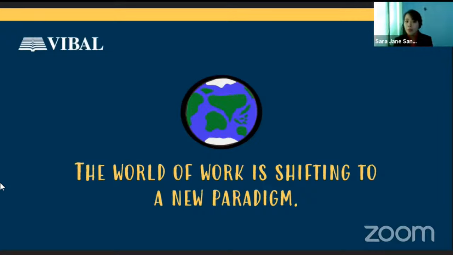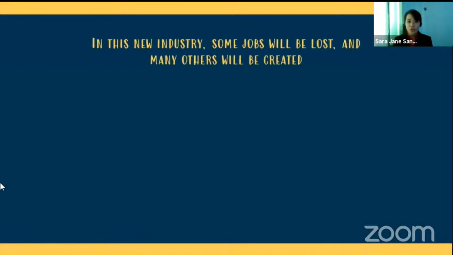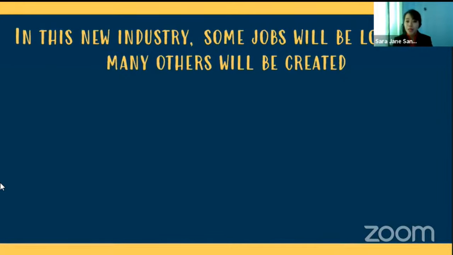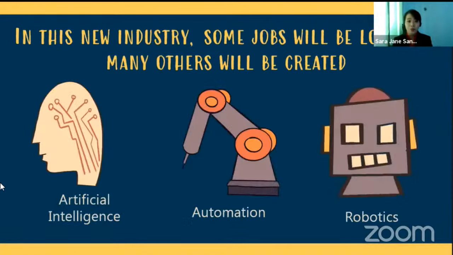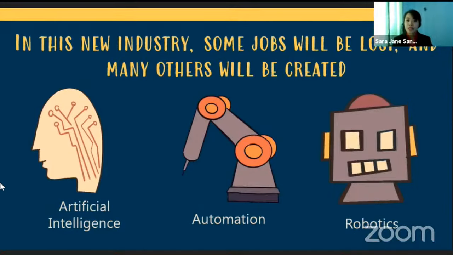Now, kasi bawal lumabas, bawal mag-social gatherings, katulad ng webinar natin ngayon, na kung bago mag-new normal, nasa isang lugar tayo, face-to-face ang seminar, na bago na rin ang ating mga pamamaraan. At lahat ngayon, as you can see, ay pinapagalaw ng internet at ng iba't ibang mga teknolohiya. Now, in this new industry, some jobs will be lost and many others will be created. Almost everything will change. Artificial intelligence, automation, robotics will make this shift as significant as the mechanization in prior generations.